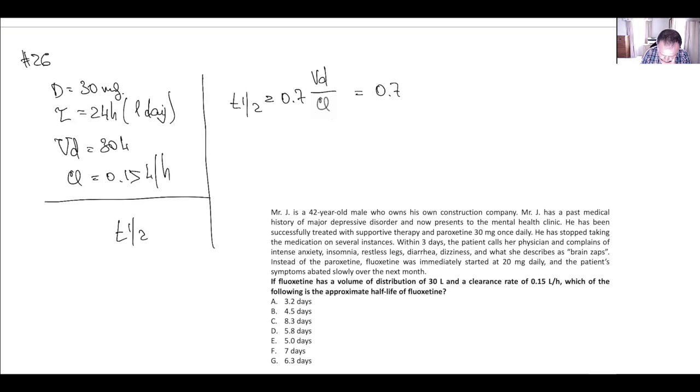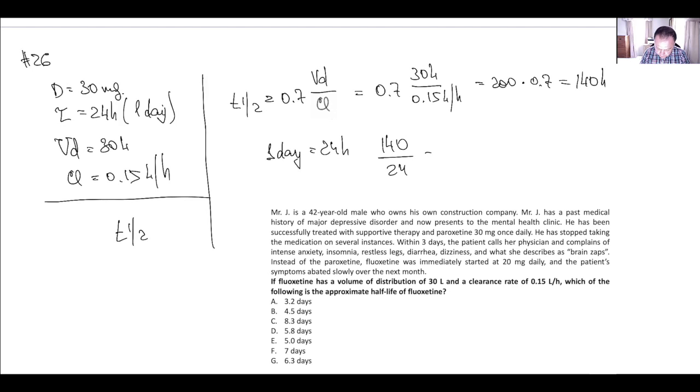It will be 0.7 times volume of distribution. We have 30 liters divided by 0.15 liters per hour. It will be 200 multiplied by 0.7, which is 140 hours. We do not want hours, we have days, and we assume that 1 day is 24 hours, so we need to divide 140 by 24, and this will be 5.8 days. So this is the half-life.